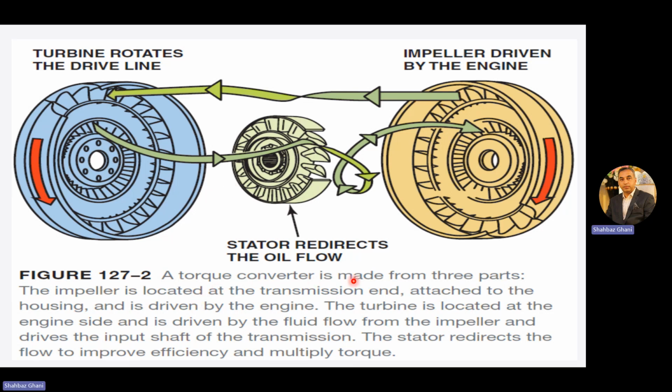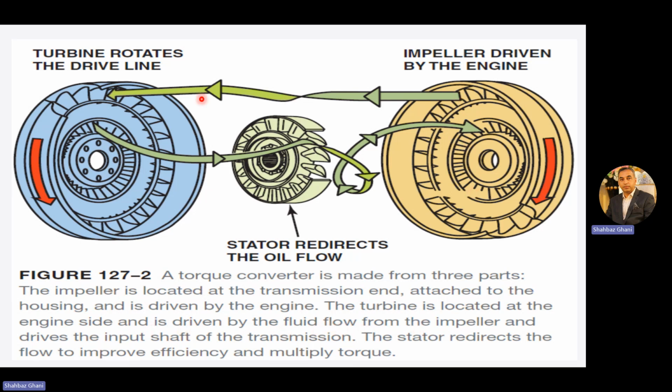A torque converter is made from three parts. The impeller is located at the transmission end, but it is attached to the engine output, that is, the crankshaft or the flex plate from where the power is coming. It is attached to the housing and is driven by the engine. The turbine is located at the engine side, and is driven by the fluid flow from the impeller.